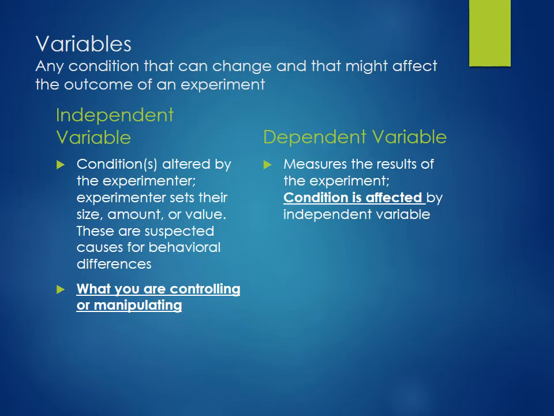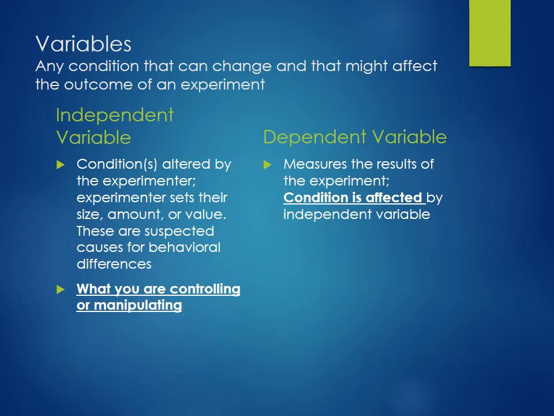All right, variables. So don't let this confuse you. A variable is any condition that can change and that might affect the outcome of an experiment. You have your independent variable: conditions altered by the experimenter, aka sleep disruptions. These are suspected causes for behavioral differences. So I'm controlling and manipulating how much sleep my participants are getting in a single night. Turning on lights, having the fire alarm going off, right? I'm constantly interrupting their sleep during this 2-week made up experiment that I'm running.